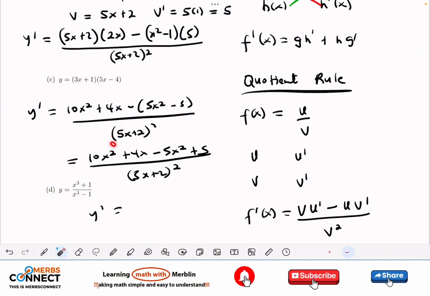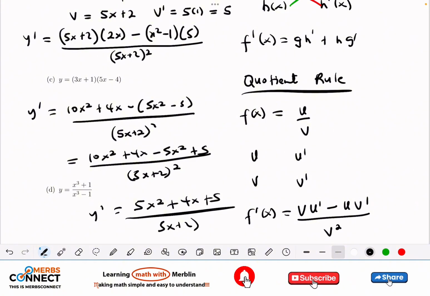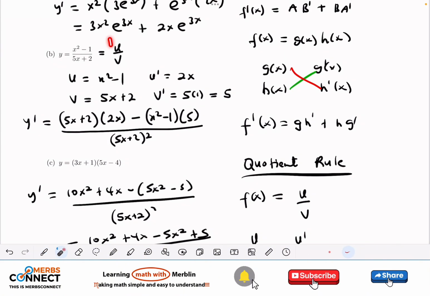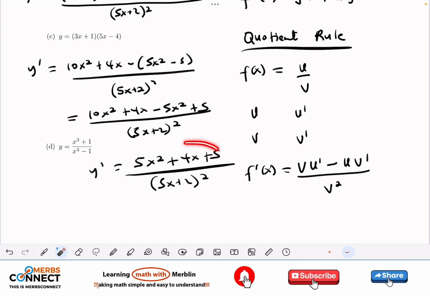I have x squared here, I have x squared here. When I subtract, I will have 5x squared, right? Then this and, okay, so I cannot cancel that, so it will be 4x plus 5. Then this one will be 5x plus 2 all squared. So with this one, when I differentiate, this is what I'm going to get.